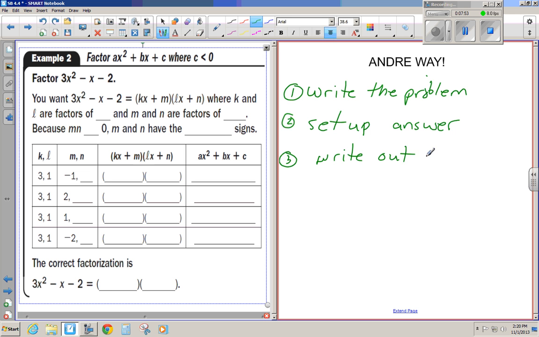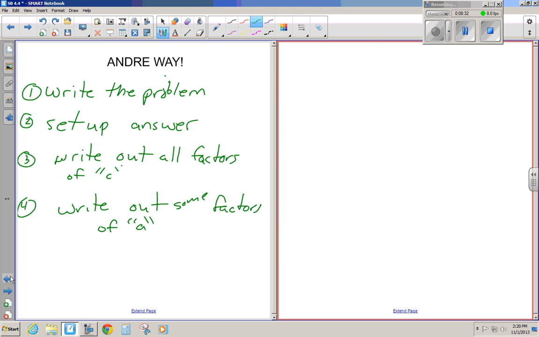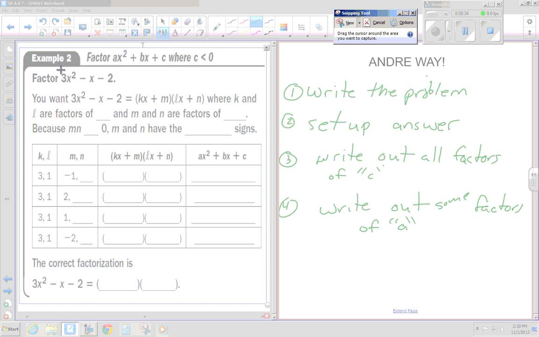You're going to write out all factors of C, and then you're going to write out all factors. Oh, not all factors. You don't have to do all factors. I'm going to say write out some factors of A. All right, so what that means to me is this. Let's take this right here.